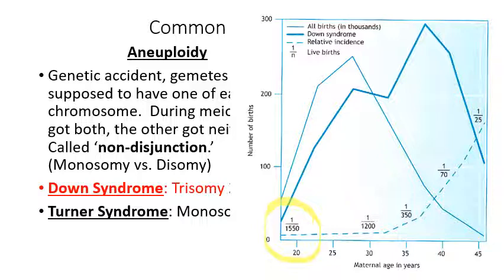Then the odds increase if you're having children in your 30s, and if you have children in your mid-40s, the odds of having a Down syndrome baby is 1 in 25. Right? That's a dramatic increase relative to when you had children when you're young. So that's something that you should be aware of if you're having children, because many women, in order to make room for the career, are putting off having children until later.